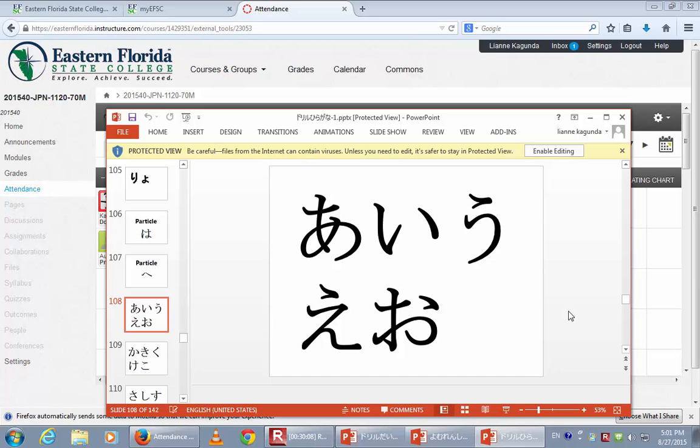Renshu. Practice, yes. Again, it's a header in your chapters. Every chapter after the bunpo, the grammar section, also has a renshu section. Okay.